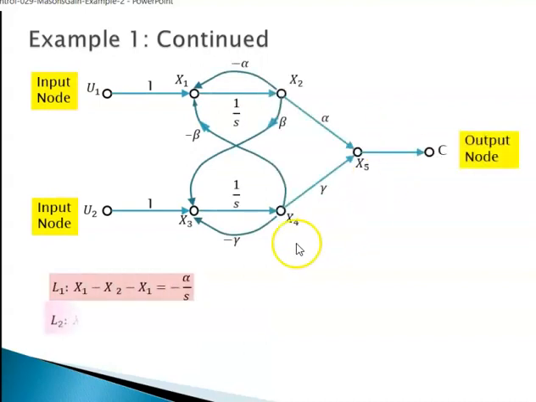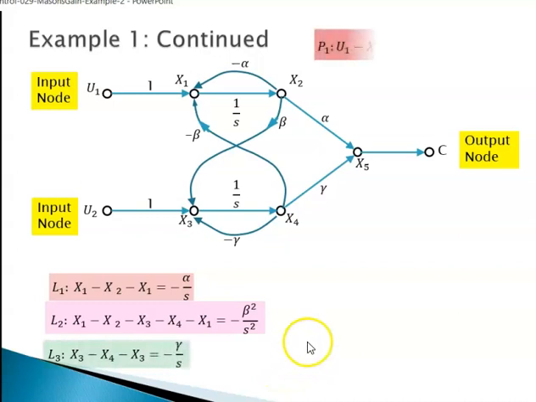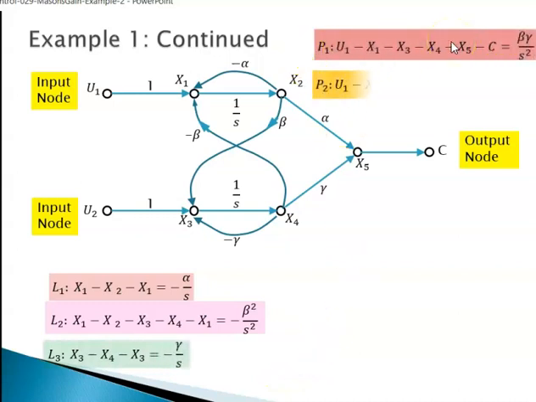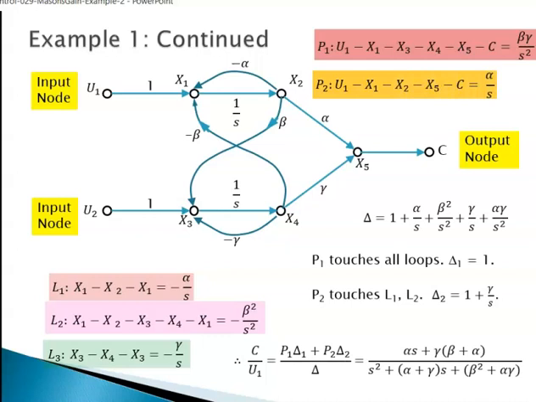We note the loops L1, L2, L3 and then we identify the forward paths P1, P2, and write the Mason's Gain formula. Because capital N is equal to 2, you have C over U1 is P1 delta 1 plus P2 delta 2, divided by delta, which can be simplified as shown over here.